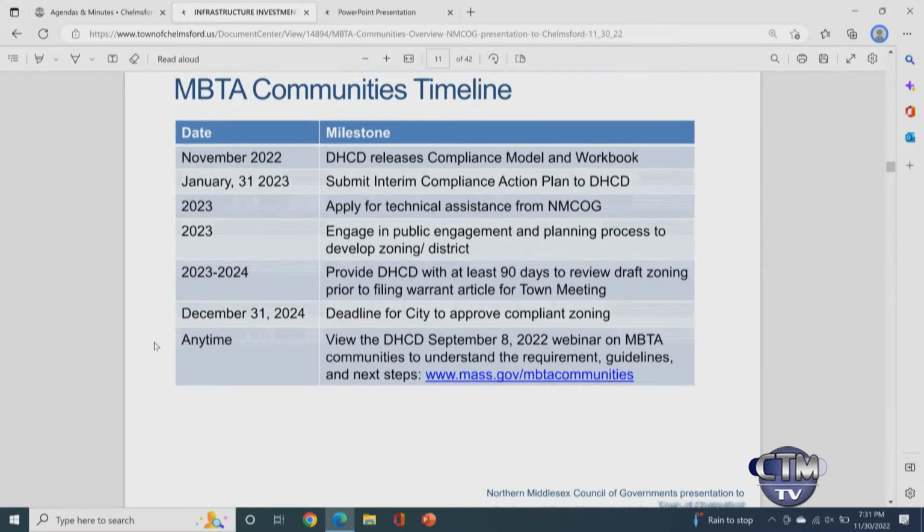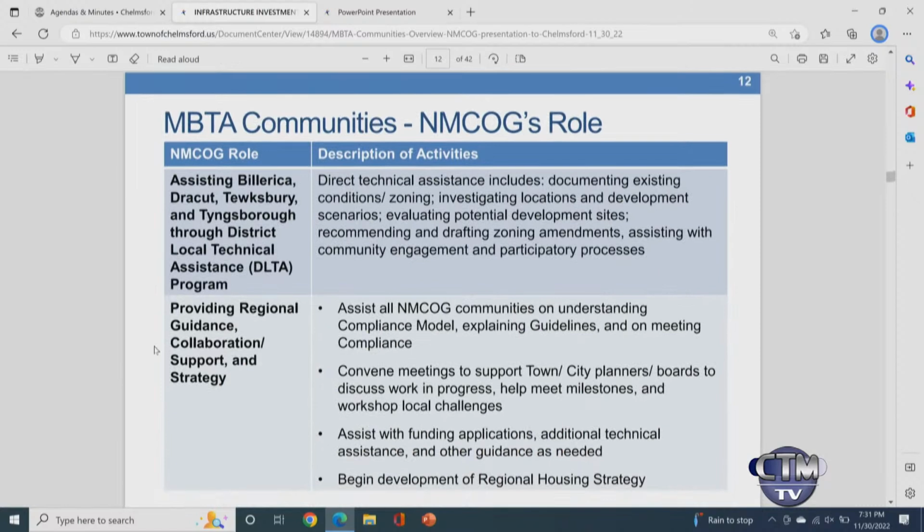Next slide, please. Our role at NMCOG is really both one that's helping regionally and then also directly helping provide technical assistance when needed. So we're assisting with everything from compliance modeling, to mapping, to data analysis, to looking at other reports or studies that you've done about types of development. We'll be happy to convene additional meetings. We'll help you with any meeting milestones. And we're also going to begin the development of a regional housing strategy. Next slide, please.